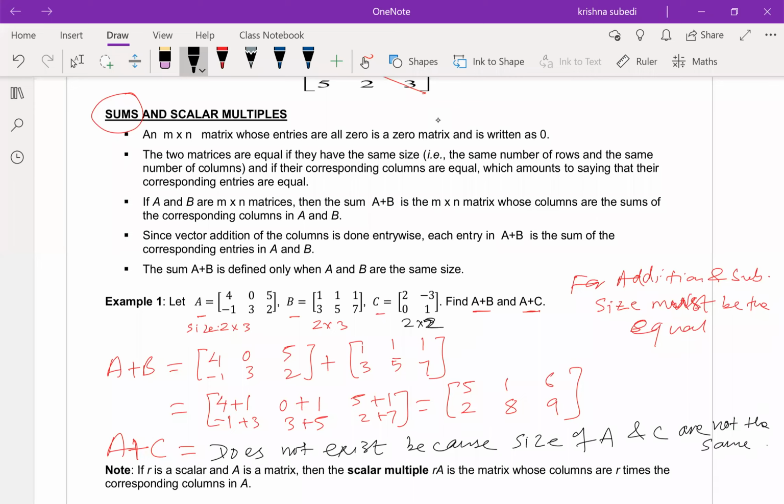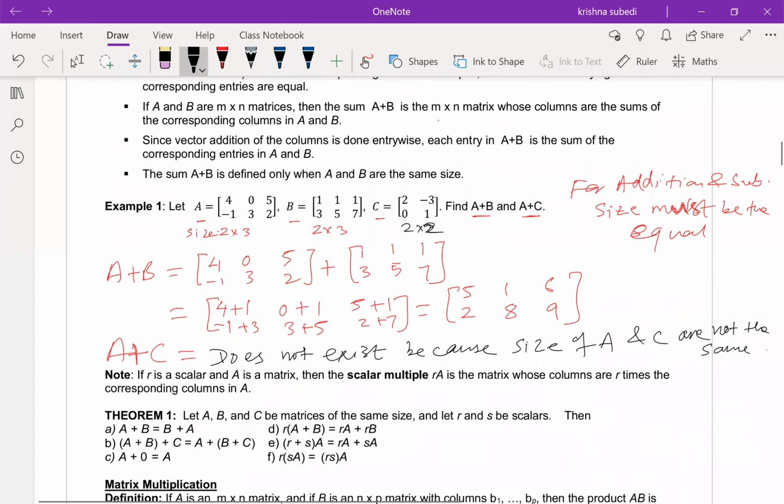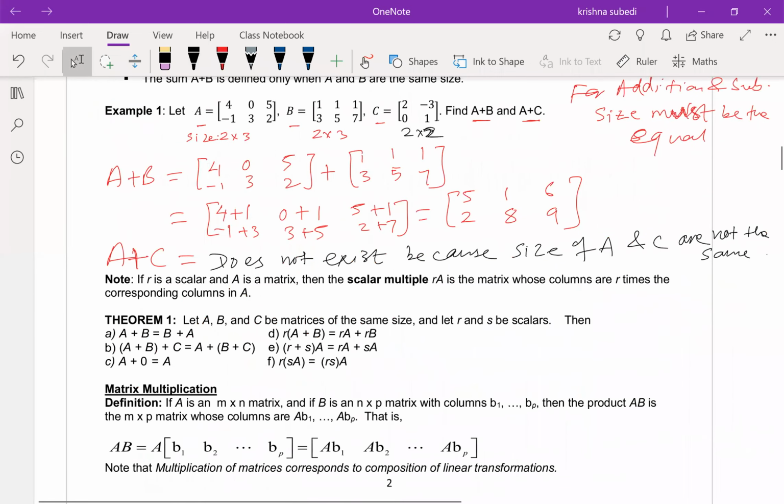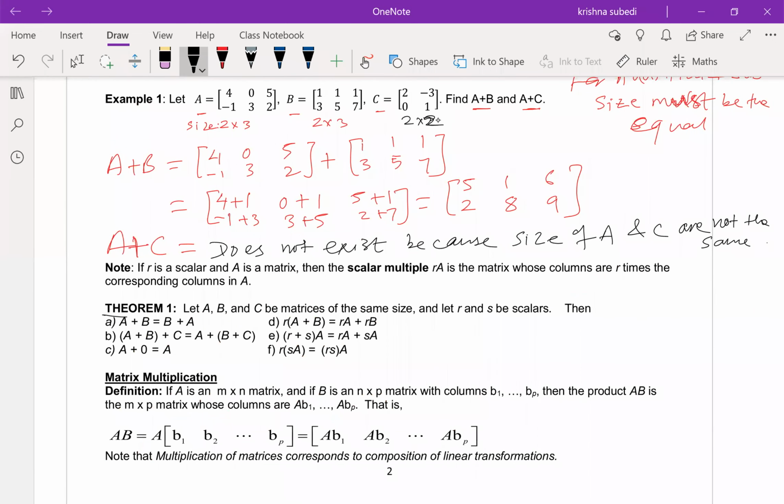Okay, so that's how we add and subtract, the same idea. We just add and subtract component wise. Here is a theorem. Let A, B, and C be matrices of the same size. Matrices of the same size, keep that in mind. And let R and S be scalars.